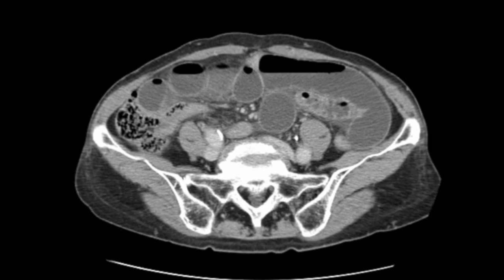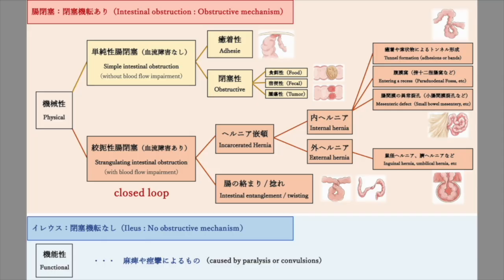Now, let's take it up a notch. It's great if you can identify intestinal obstruction, but let's look for additional findings. If you're aiming for the next level, you'll want to classify intestinal obstruction in more detail to form a clearer image. Please take a look at this diagram.